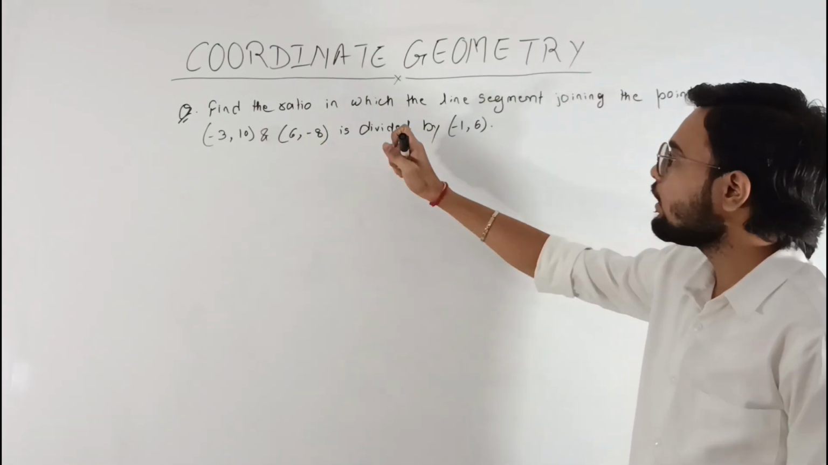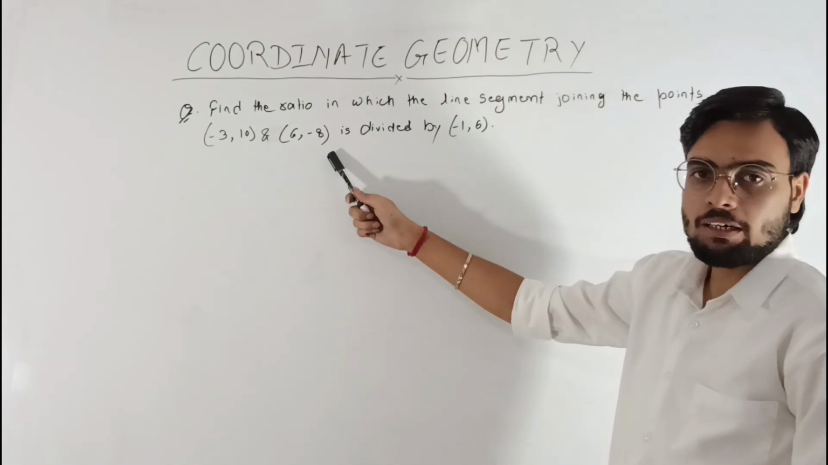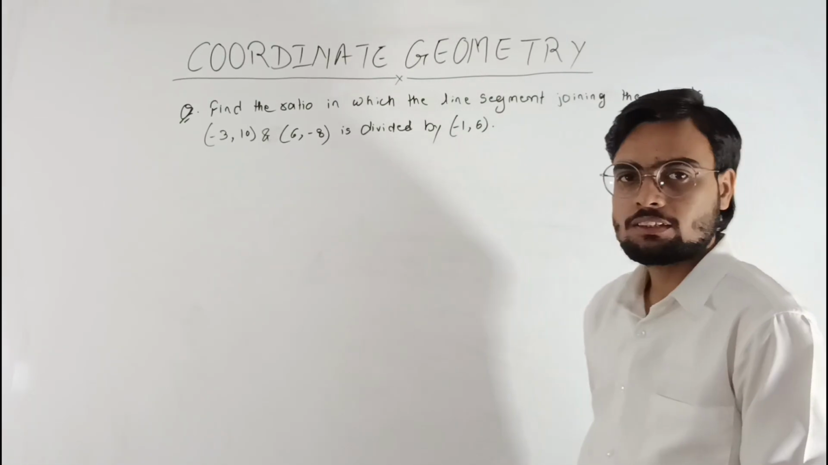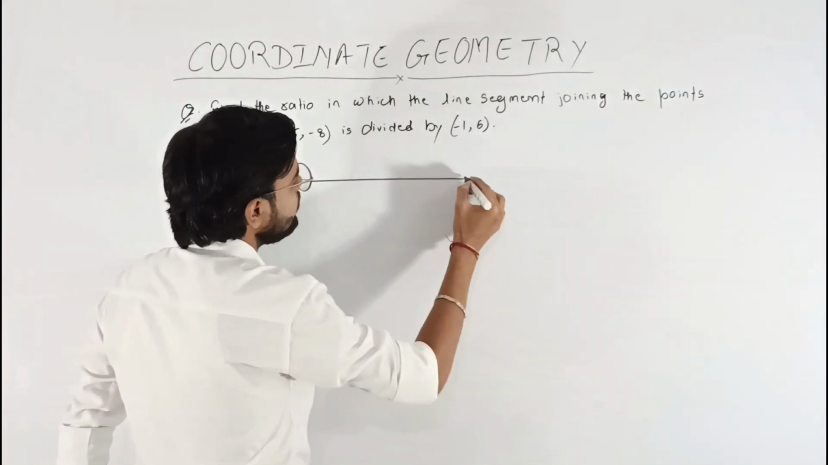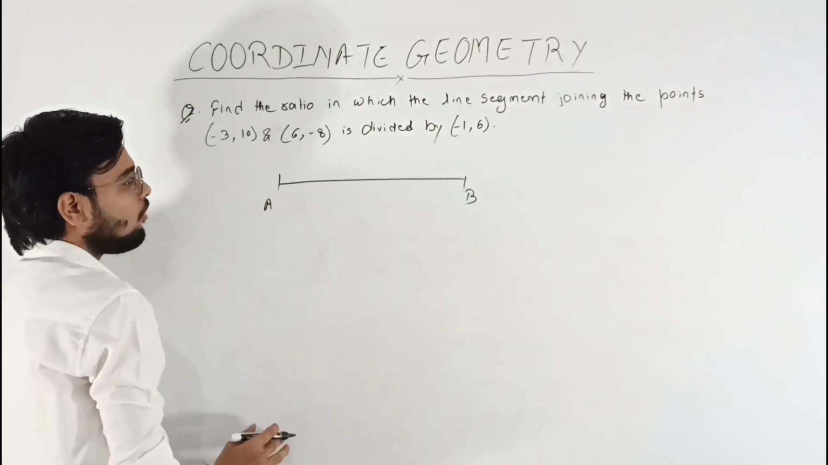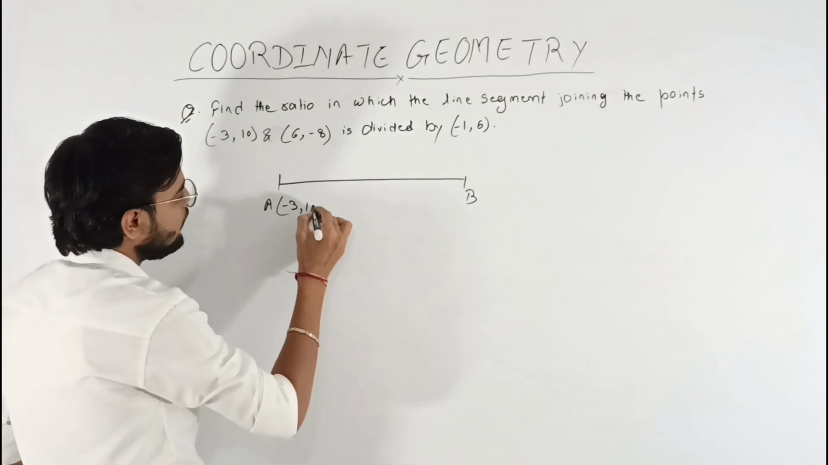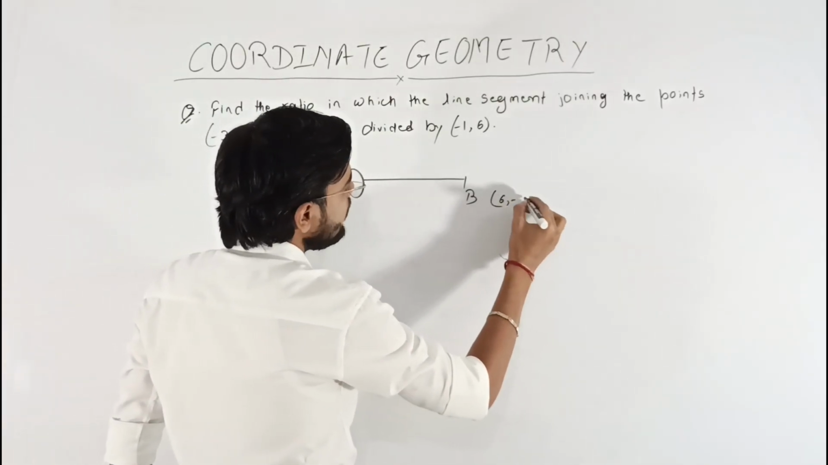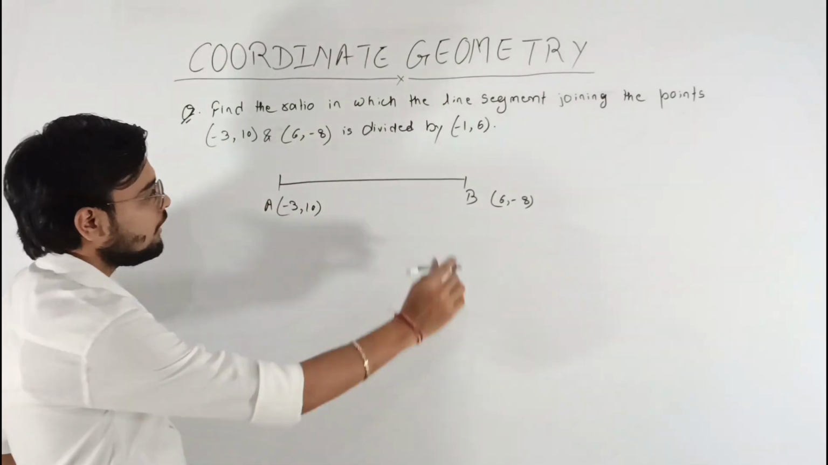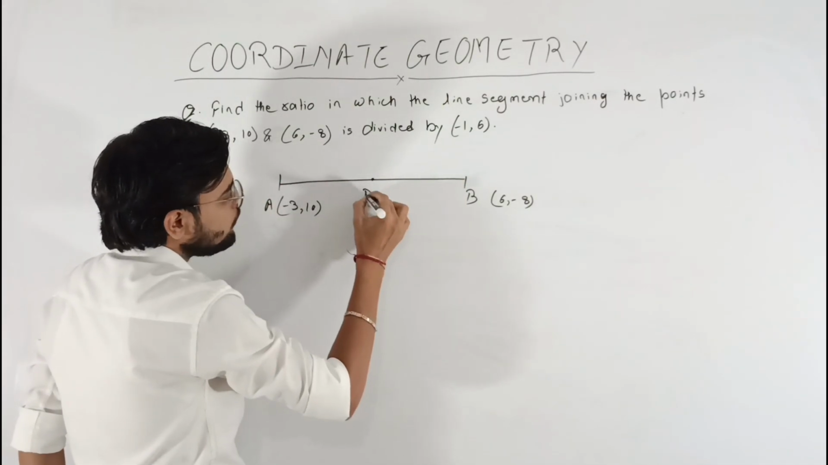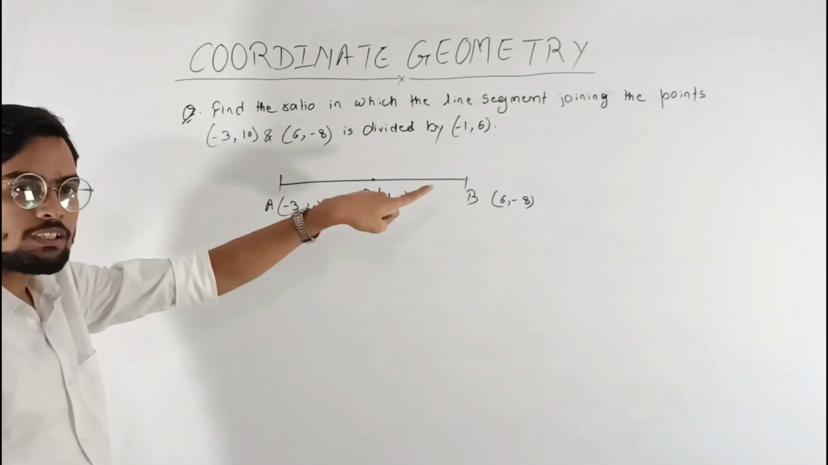The question is: find the ratio in which the line segment joining the points minus 3 and 10, and the second point 6 and minus 8, is divided by the point minus 1 and 6. Look, we have one line segment AB, and the coordinates of A and B are given. The coordinates of A are minus 3 and 10, and the coordinates of B are 6 comma minus 8. Now the question said this line is divided by a point, and the coordinates of this point are also given. Suppose this line is divided by point P and the coordinates are given as minus 1, 6. So we have to find the ratio in which this line is divided.